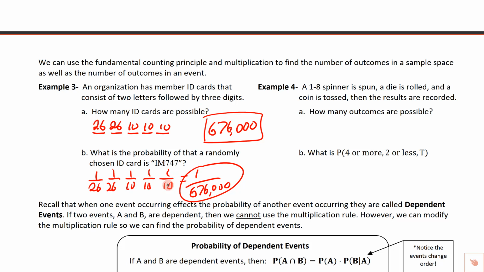Okay, would you look at example 4, and figure out, we've got a 1 through 8 spinner, we've got a die, and we've got a coin. How many outcomes are possible? Don't say anything, figure it out.